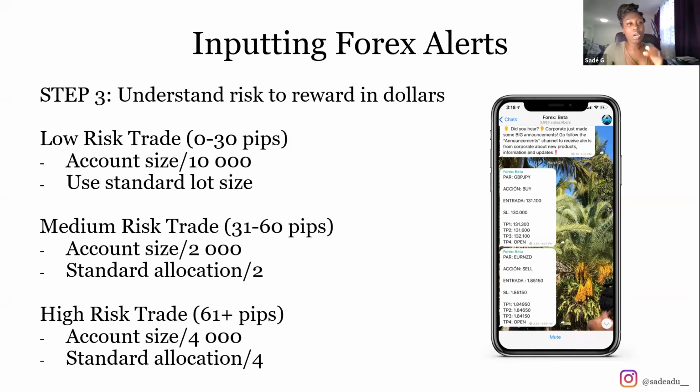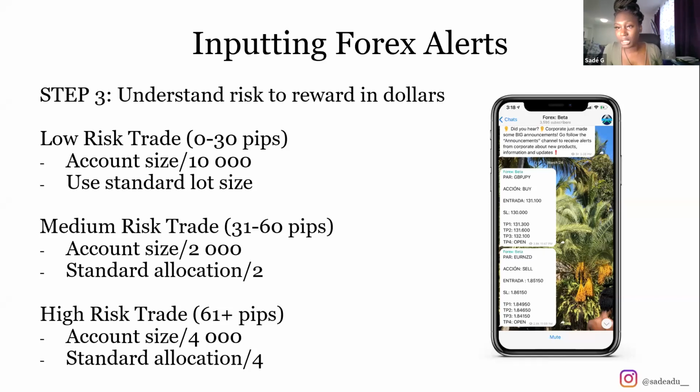Cool. So understanding your risk to reward in dollars. If we had 30 pips, let's say the stop loss on the trade is 30 pips, you're using your standard lot size at $1 per pip. So 0.10 is $1 per pip, guys.